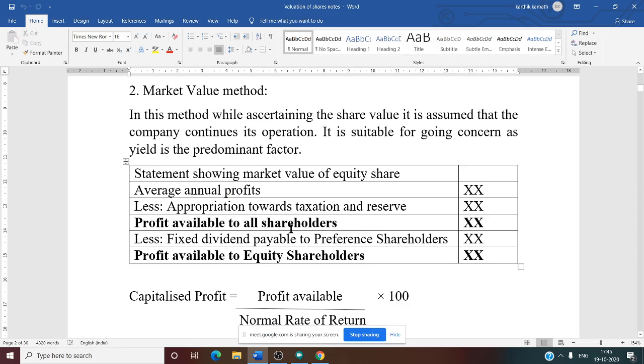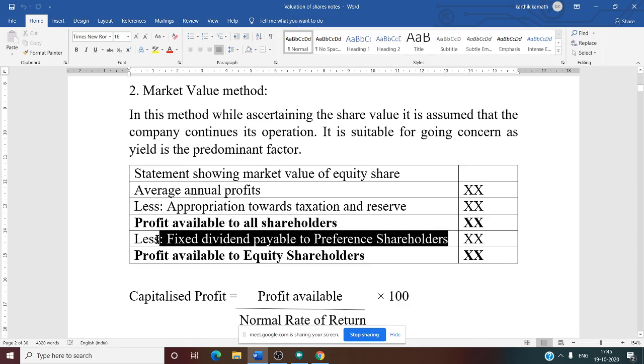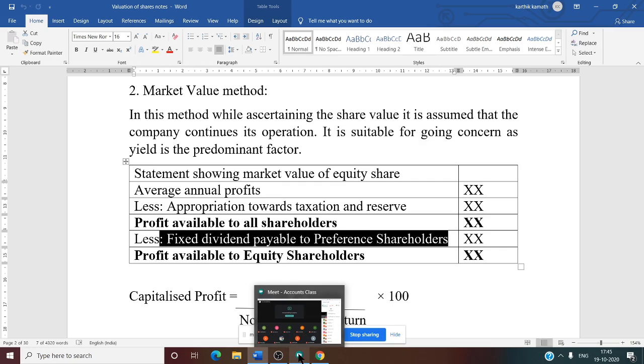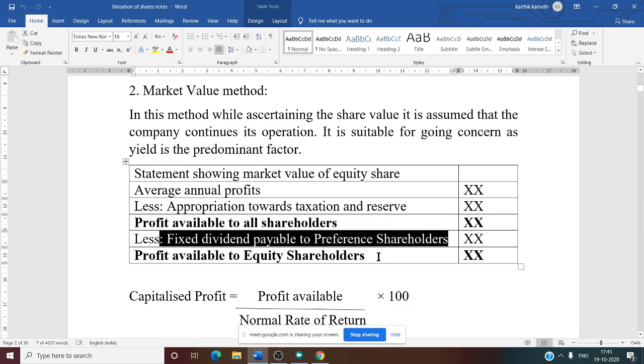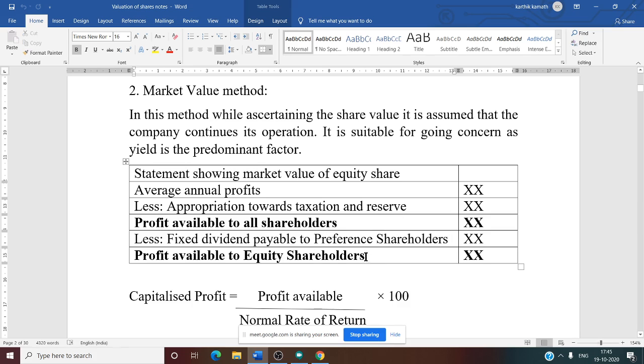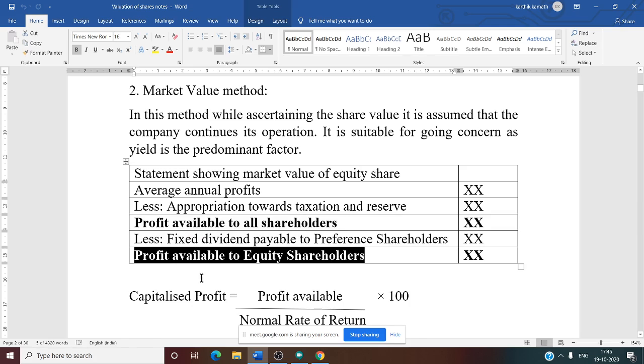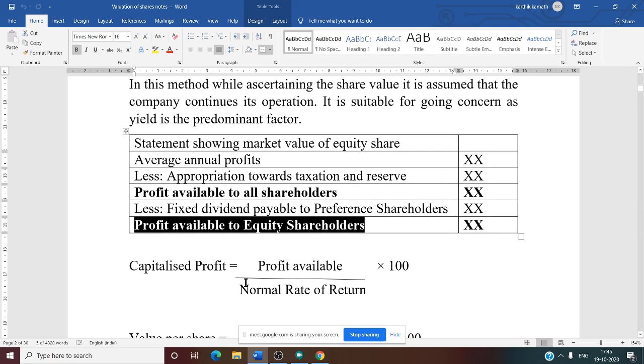From profit available to all shareholders, it is very simple like the previous method. Less fixed dividend payable to preference shareholders. Here we are concerned only about dividend and not capital. In the yield method, capital is not considered, only dividend payable to the preference shareholders is deducted. Finally, we get the profit available to equity shareholders.